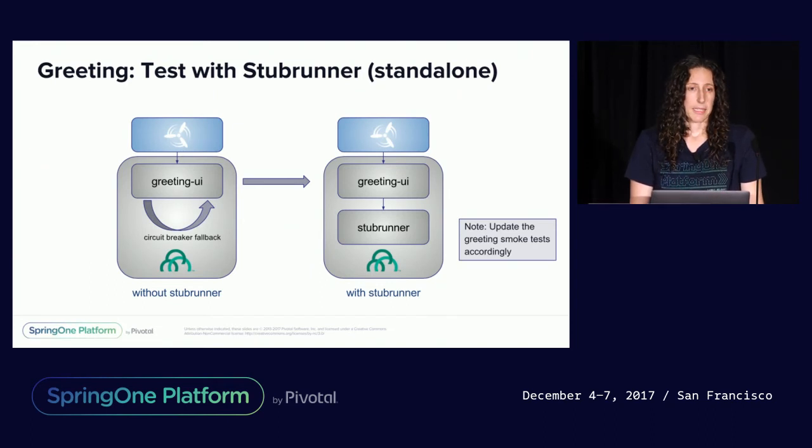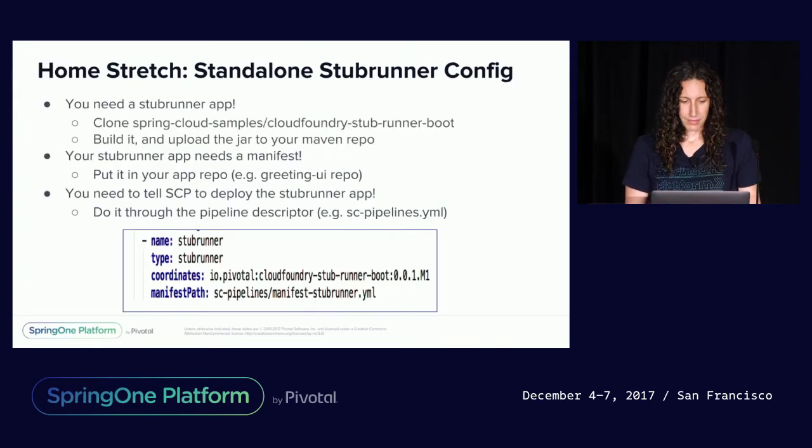So what does this mean? This means that we need a Stubrunner application, right? We haven't seen that yet. So don't worry, we have you covered. There is a Cloud Foundry Stubrunner boot application on GitHub under Spring Cloud Samples, Cloud Foundry Stubrunner boot. You can clone it if you want.